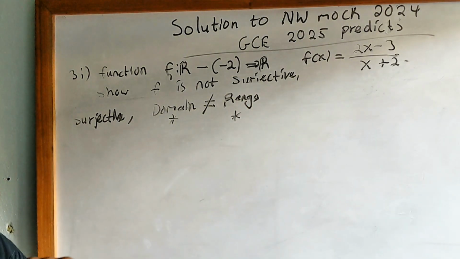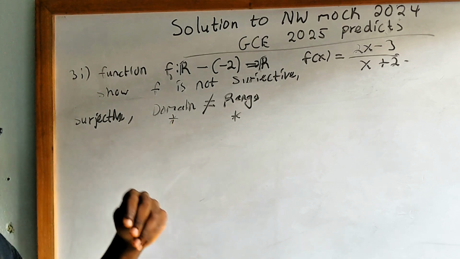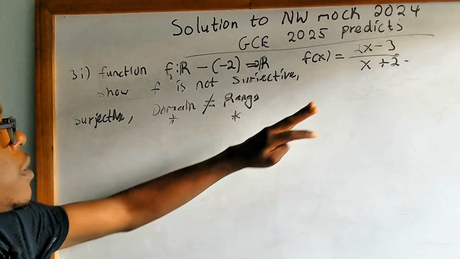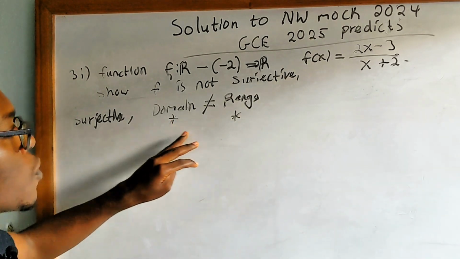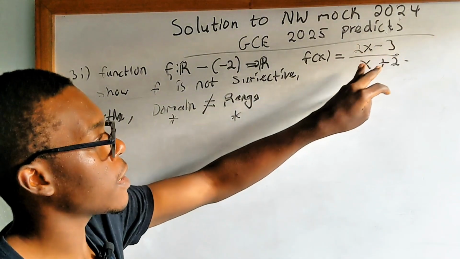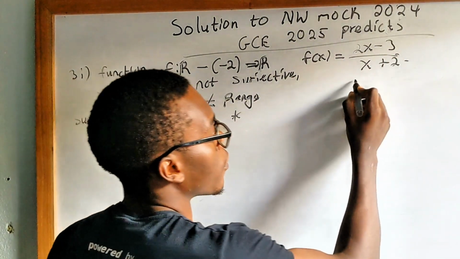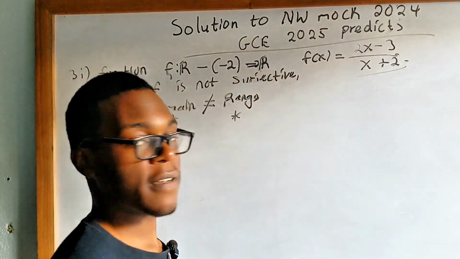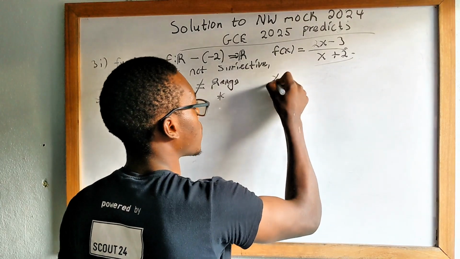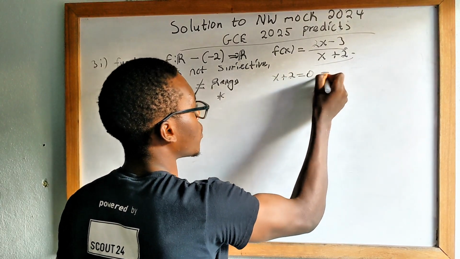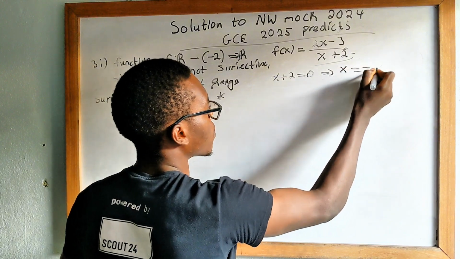The question now we ask is, how do we find the domain and the range of a function? Let's start with how to find the domain of the function. To find the domain of this function, we have f of x equals 2x minus 3 all over x plus 2. We equate the denominator to 0 and find the value of x. Therefore, x plus 2 equals 0, which implies x equals minus 2.